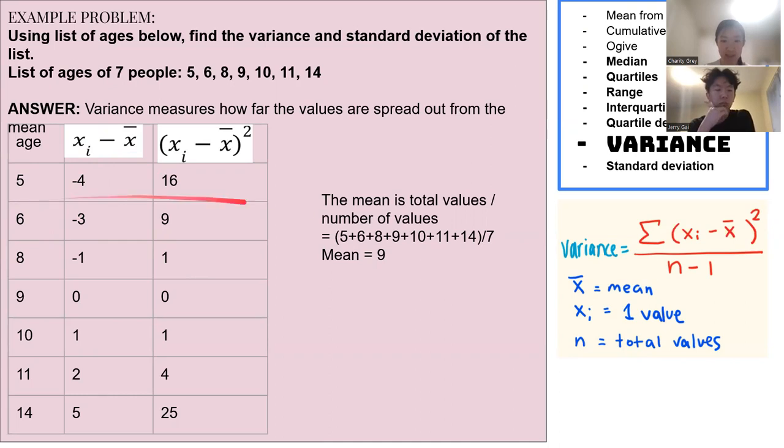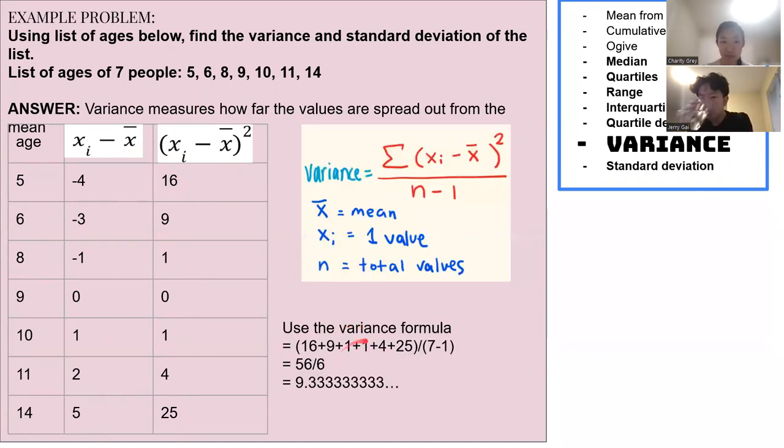And then we'll take 6 minus the mean. 6 minus 9 is negative 3. And we do that for all the values, and then we take this column and multiply it by itself to get this column. And so that is the top part. We will now do the summation of the top part. So we do 16 plus 9 plus 1 plus 0 plus 1 plus 4 plus 25. And then we have the summation at the top.